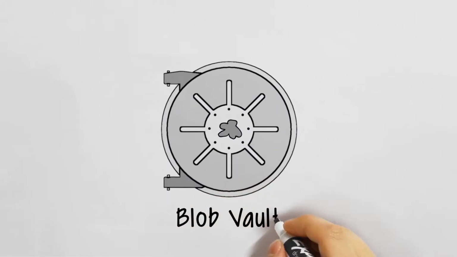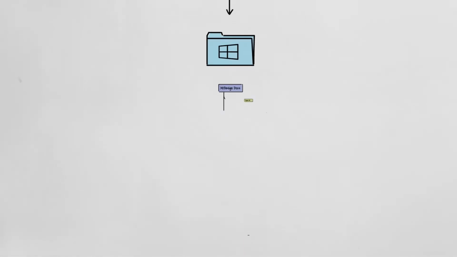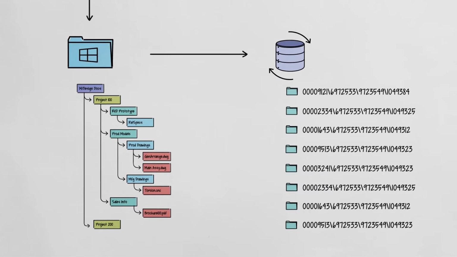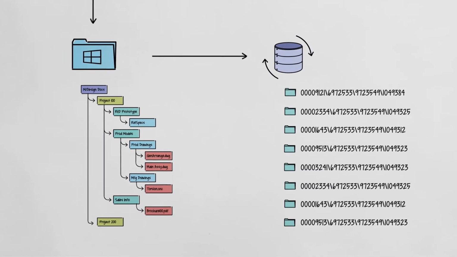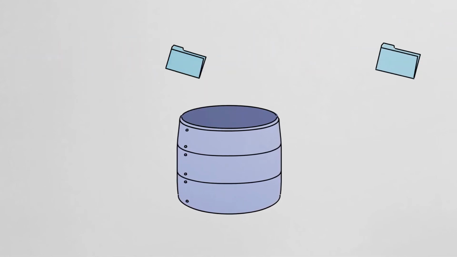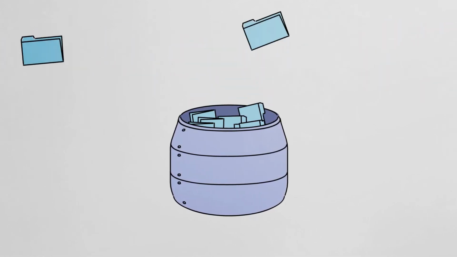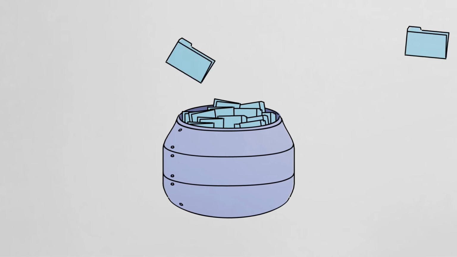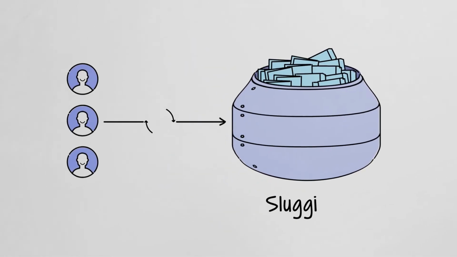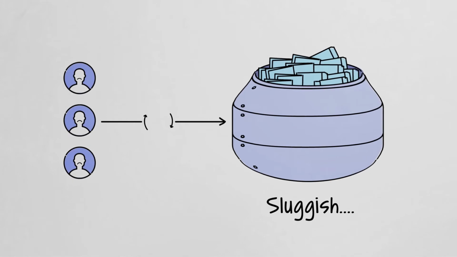Next, there's the blob vault. Systems using this method move the files from your network into their database. So why is that important? In addition to having the same problems as the scrambled vault, the database now contains thousands or millions of files, plus all of their revisions. It quickly becomes massive in size. The result is a sluggish system, and one that takes significantly longer to back up.